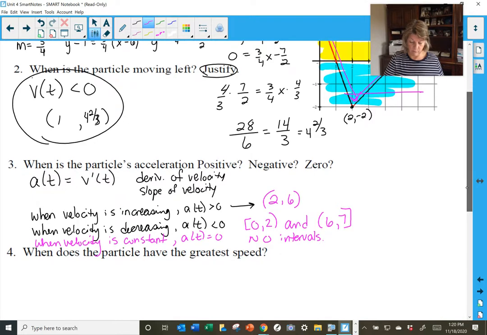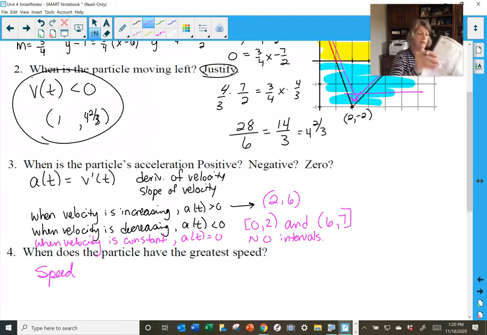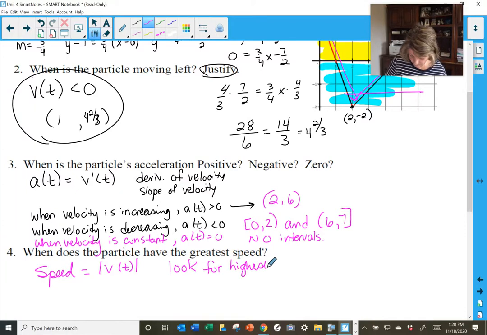All right, speed. What was the definition of speed? Ooh, I remember that was in our notes. Where was it? Speed, right up here in the block. Speed, absolute value of velocity. So I'm going to either look for the highest value in the velocity graph or the least value of velocity.